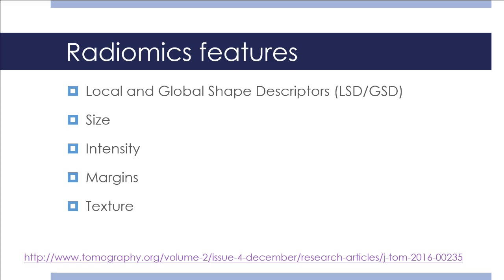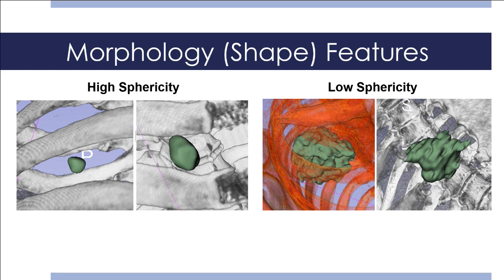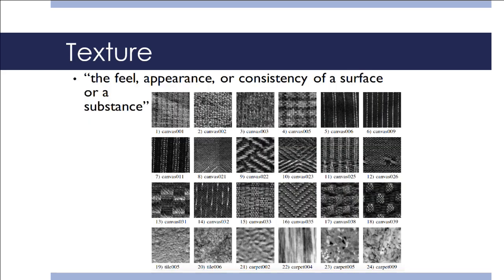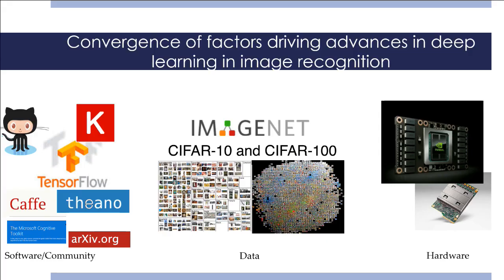And these features have shape descriptors, size, intensity, and so on. So you might be able to distinguish things that have high sphericity or low sphericity, and this concept of texture: is there a lot of heterogeneity within the object you're trying to map? All of that was what the field was doing prior to the last few years.